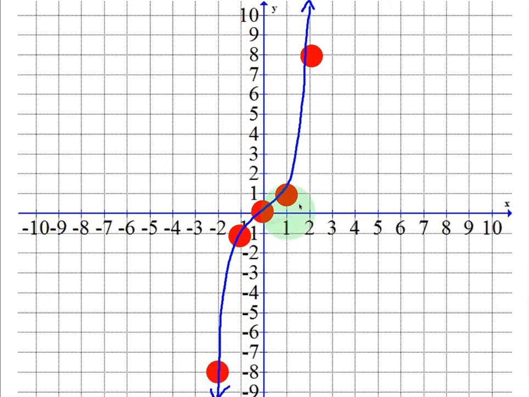Alright, so I plotted those 5, and if we connect them with a curve of best fit, it's going to be an S-curve. Okay, so the cubic function has an S-shaped curve.